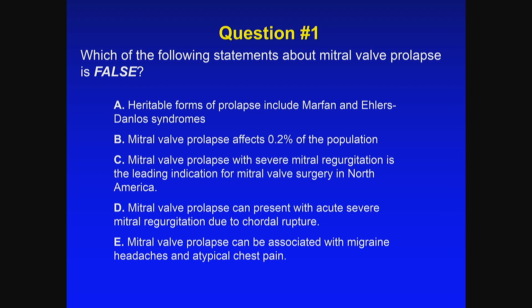Heritable forms of prolapse include Marfan's and Ehlers-Danlos syndrome. Mitral valve prolapse affects 0.2% of the population. Mitral valve prolapse with severe mitral regurgitation is the leading indication for mitral valve surgery in North America. Mitral valve prolapse can present with acute severe mitral regurgitation due to chordal rupture. Mitral valve prolapse can be associated with migraine, headaches, and atypical chest pain. Which of the statements is false?